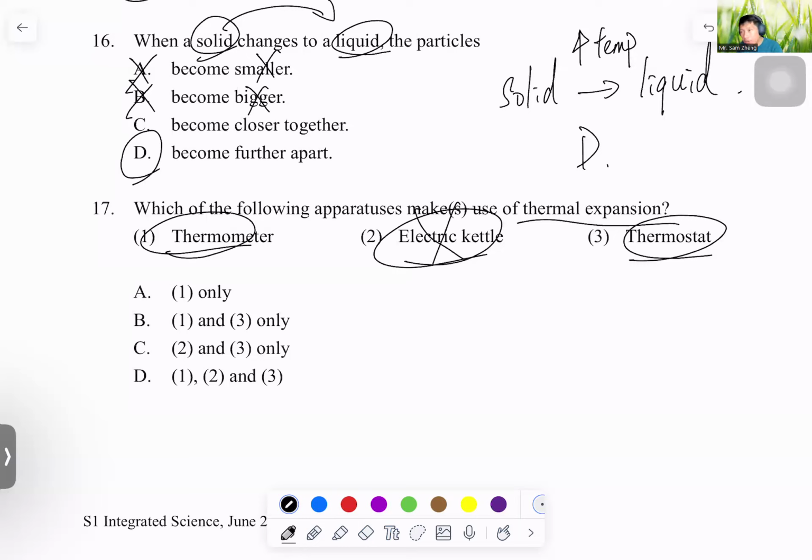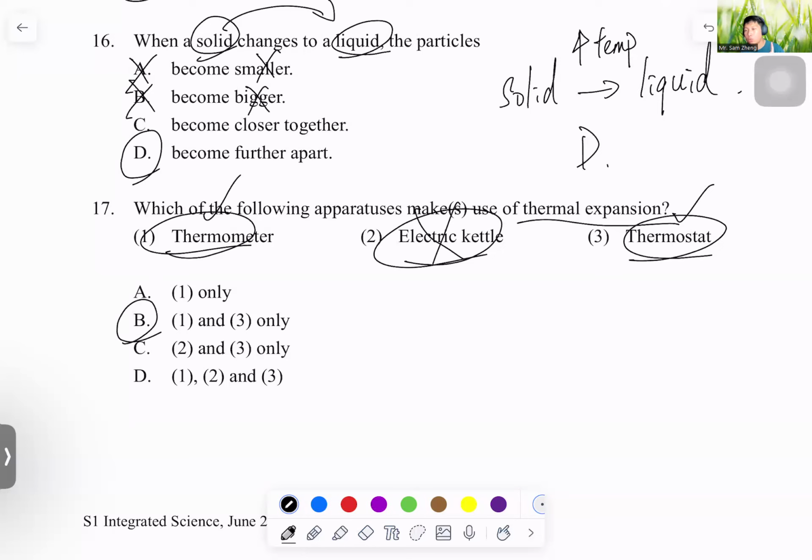Of course, throughout the heating process, the metal wire will thermally expand, but that doesn't mean the thermal expansion is required so that the water can be heated up. It is not its function. So therefore, the thermometer and also the thermostat are related to thermal expansion. So the answer would be 1 and 3.